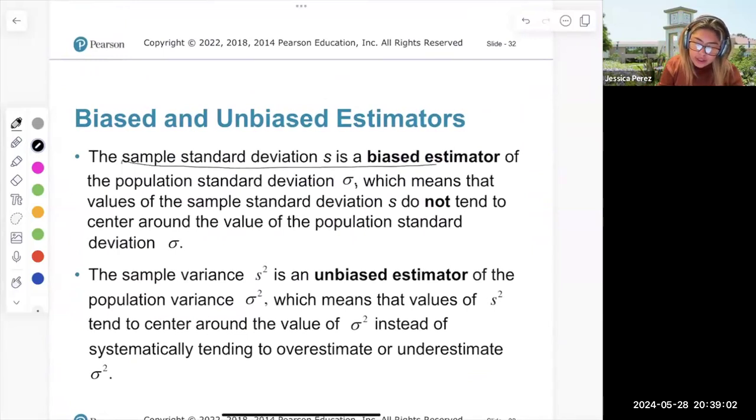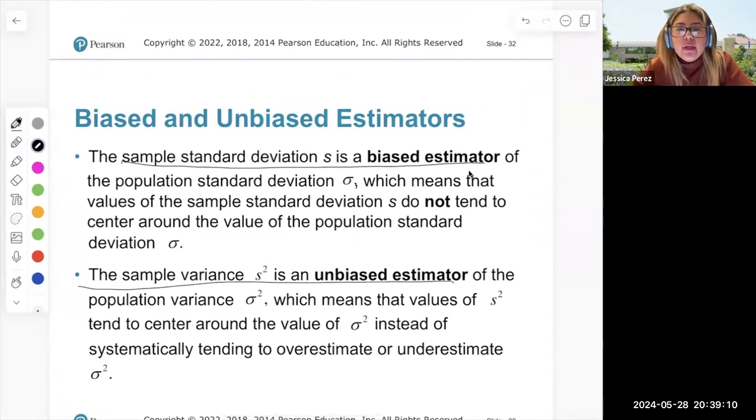A sample standard deviation acts as a biased estimator, whereas a sample variance is unbiased. A biased estimator of a population standard deviation means that values of the sample standard deviation do not tend to center around the population standard deviation sigma. Whereas your S squared, your sample variance, is an unbiased estimator of the population variance, which means that the values of your sample variance will center around your population variance.